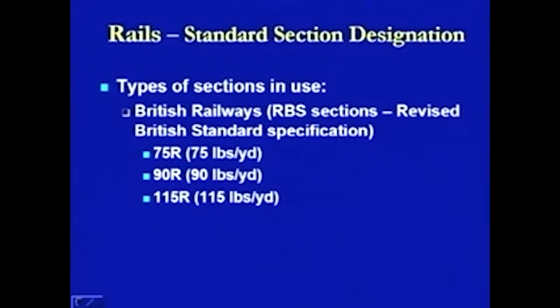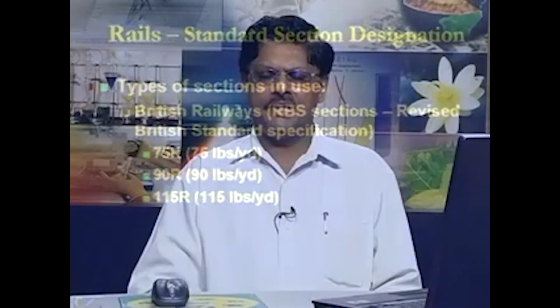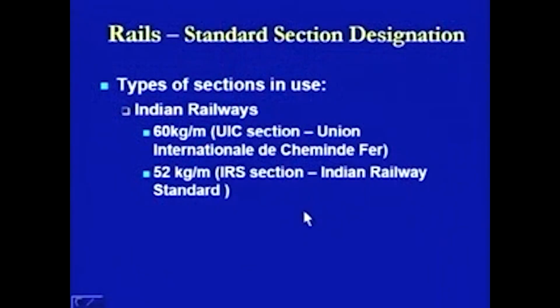pounds per yard section. Later on, we had a revision of all these, and we are now having on Indian Railways our Indian specifications, wherein we are again using the rail sections designated in terms of weight per unit length, but that is being taken in SI units. And here now we have two rail sections, one is the 60 kg per meter rail section and another is the 52 kg per meter rail section.